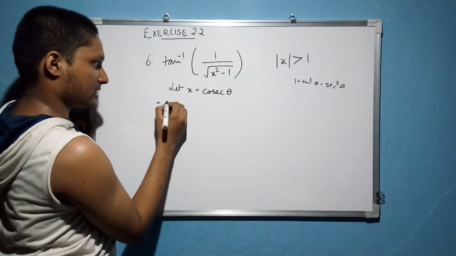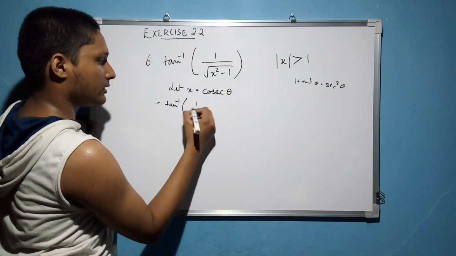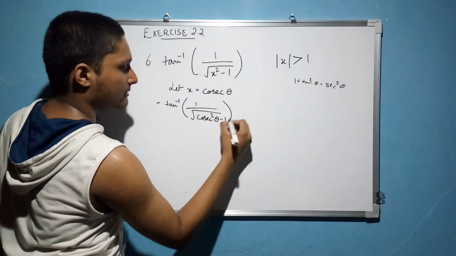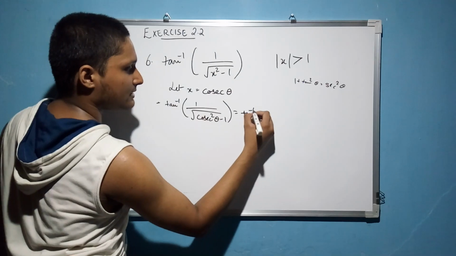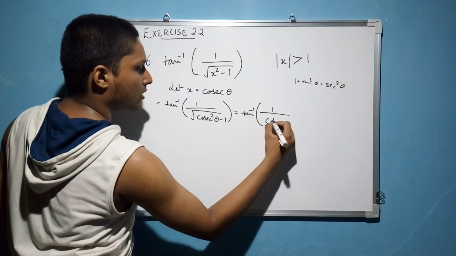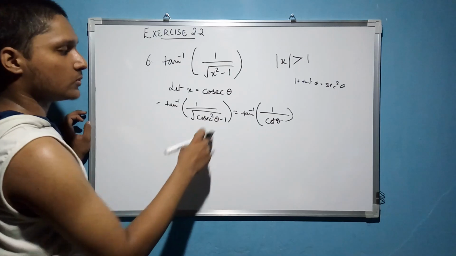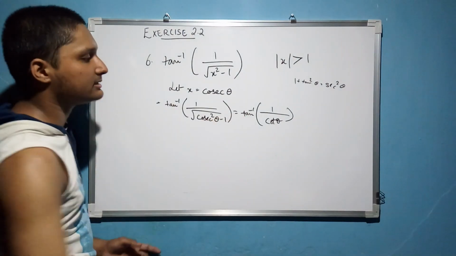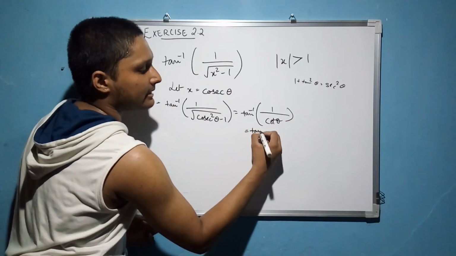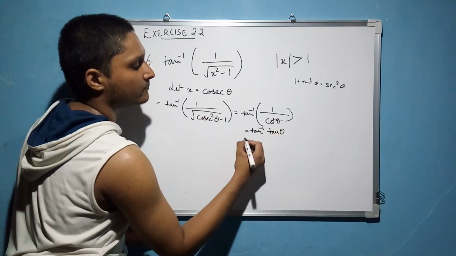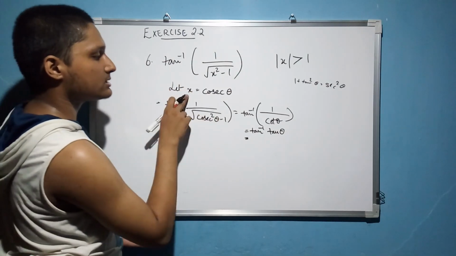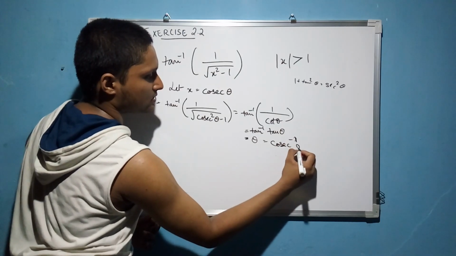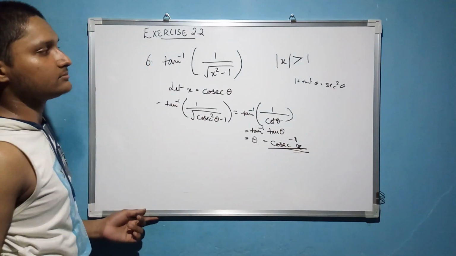So what are you going to get here? This comes to be tan inverse root of cosec square theta minus 1. So this is tan inverse of 1 by cot theta. Cosec square theta minus 1 comes to be cot square theta, so root of that comes to be cot theta. So 1 by cot theta is tan theta, so tan inverse tan theta. So what is theta? Theta was cosec inverse x. So that was the form that was required.